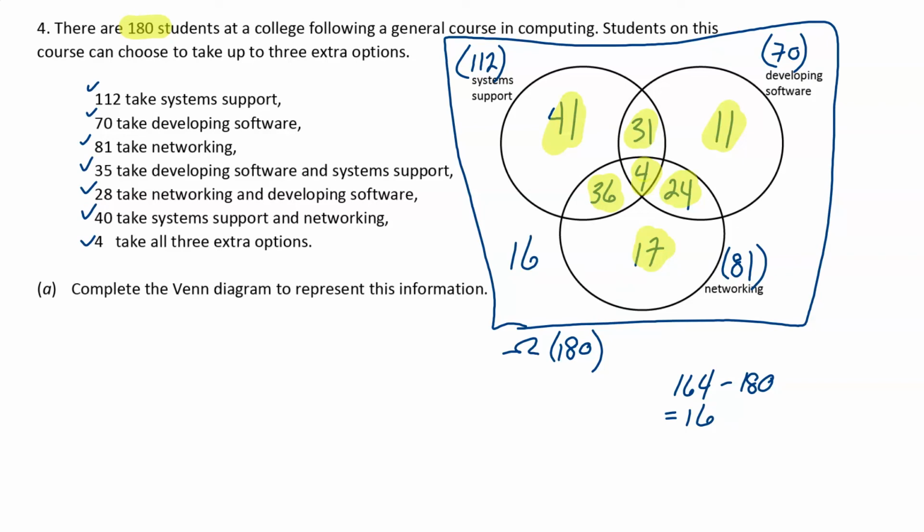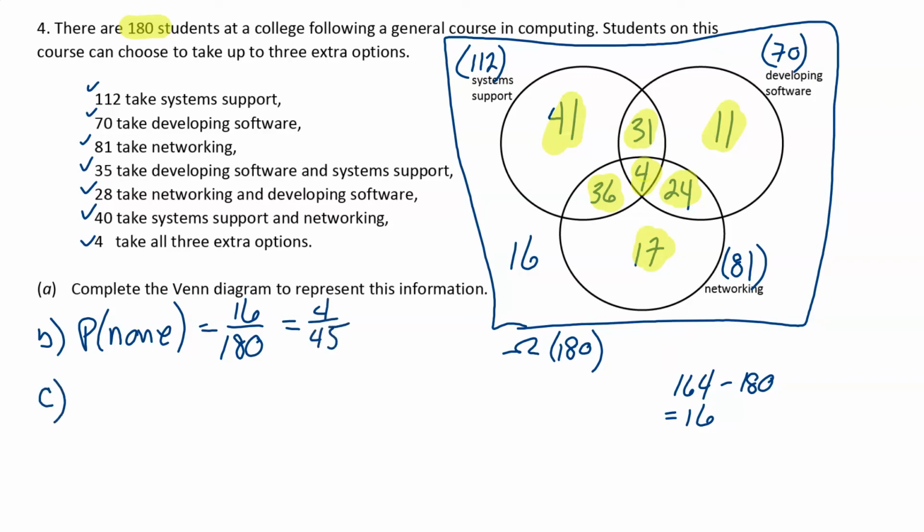Now, once I've completed the Venn diagram, I can go ahead and answer the probability questions that have been asked. The first question, part B, says what is the probability that none of the 3 extra options are chosen by a student? In that case, it's the number that's outside of each of the choices. So the probability that they choose none is equal to 16 divided by the total number of students, which is 180, and that can be reduced down to 4 out of 45.